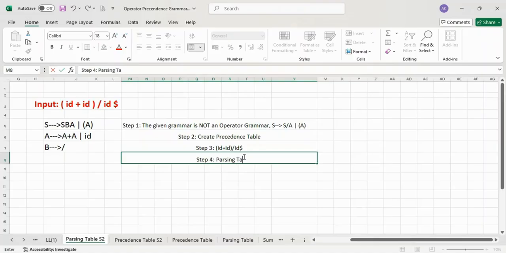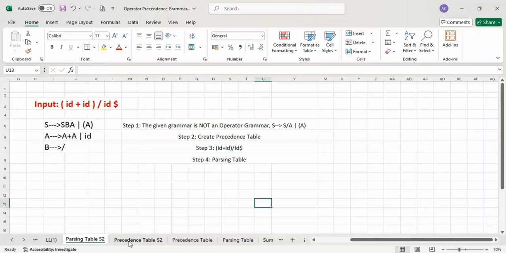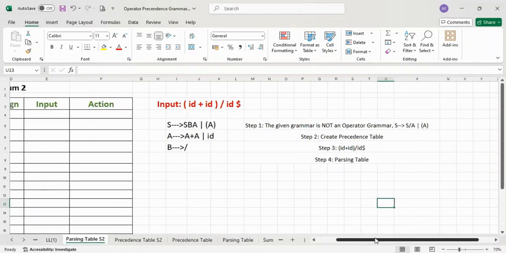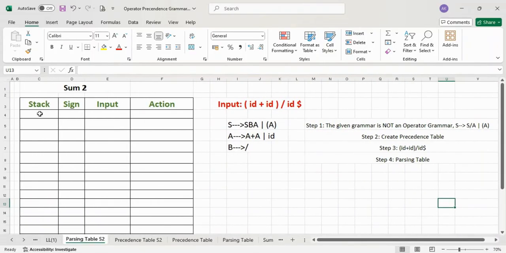So in my parsing table, I will be parsing the given string. Let us see my parsing table. So this is my parsing table over here. We know that we start our stack with dollar. Whatever the input is given, I will be mentioning this input, and the input ends with a dollar sign. Now we start comparing dollar and the first operator of my input. So dollar, when compared to the opening bracket, dollar has least priority, so it is a less than sign.